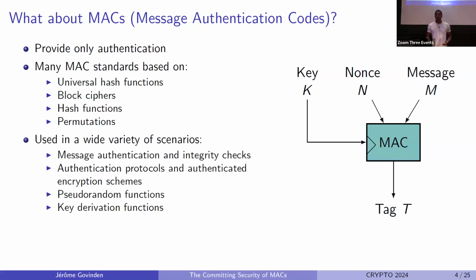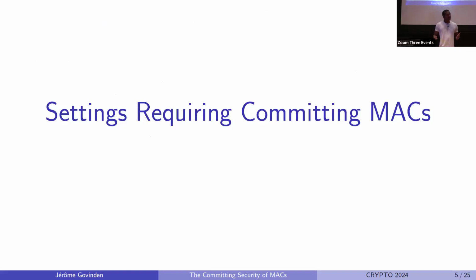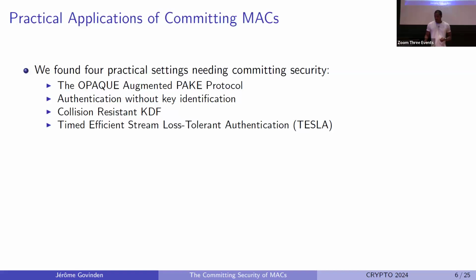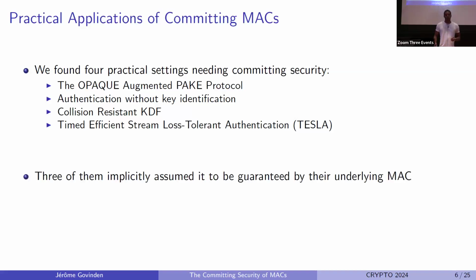However, despite this wide usage, the committing security of MACs has been scarcely studied. In this work, we remedy the state of affairs, starting by looking for some practical settings that require some form of committing security. This allows us to identify which security notions are useful to define and analyze. We found 4 practical settings, among which only one explicitly states this committing requirement. The remaining 3 implicitly assume it to be guaranteed by the underlying MAC.